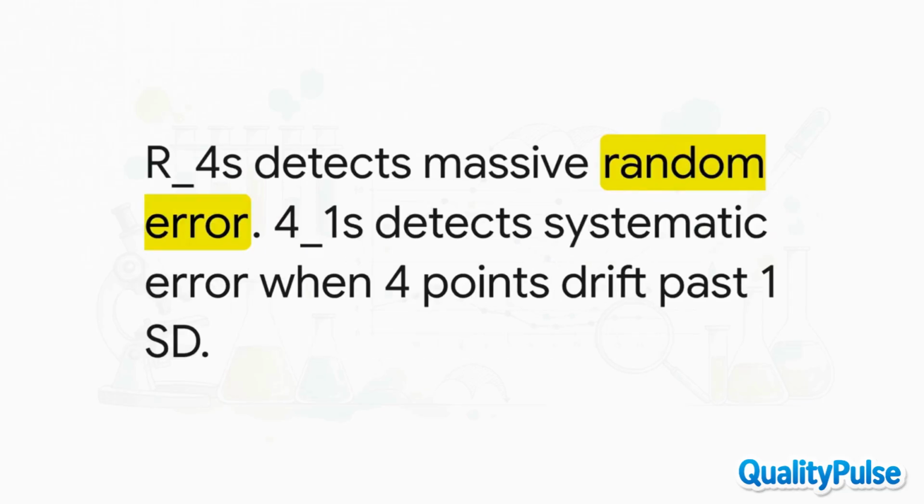Next up, we have 2 more rejection rules. First, the R_4S rule, which detects massive random error. This triggers when the range between 2 controls in the exact same run exceeds a massive 4 standard deviations. Say, one control is up at plus 2 SD, and the other drops all the way down to minus 2 SD. Then we have the 4_1S rule, which spots systematic error. This happens when 4 consecutive points slowly drift and just stay past the 1 SD line on the same side of the mean. Both of these rules mean you absolutely have to reject the run.